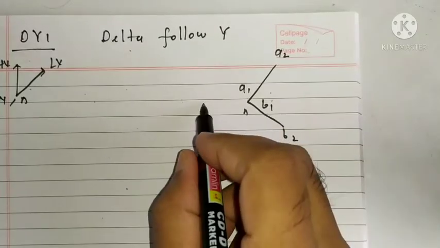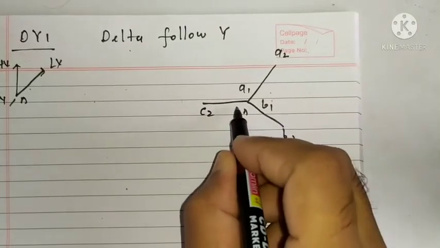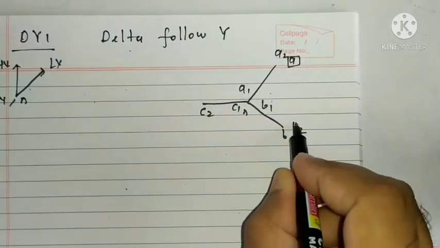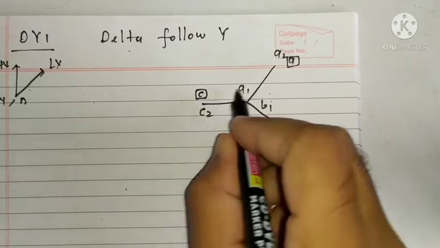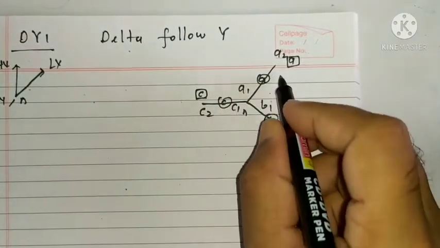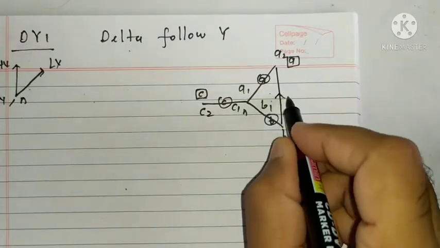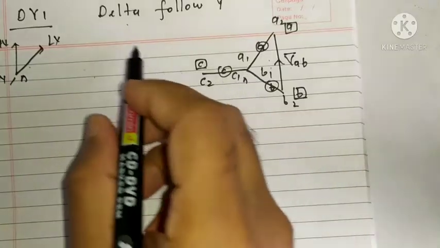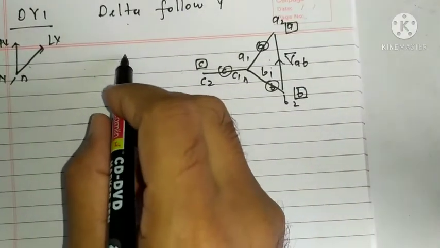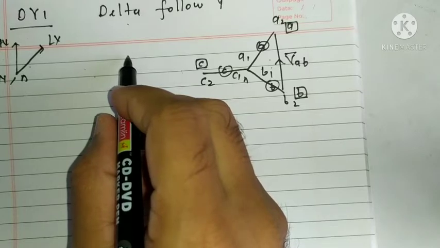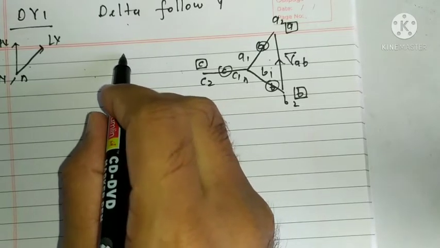B2, B1 and C2, C1 will come here. This will be A terminal, B terminal and C terminal. It will be A arm, B arm, C arm, and this will be VAB voltage, right? Now I have to go for delta, and A2N is neutral. A2N must be vertical.